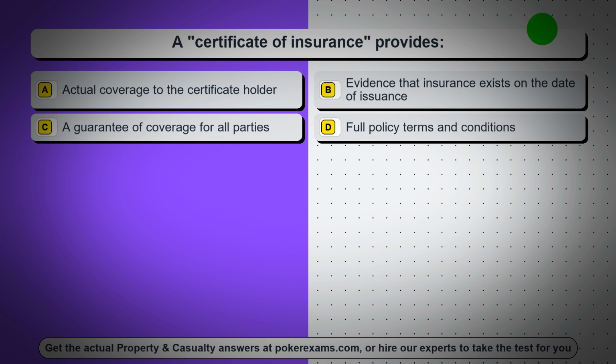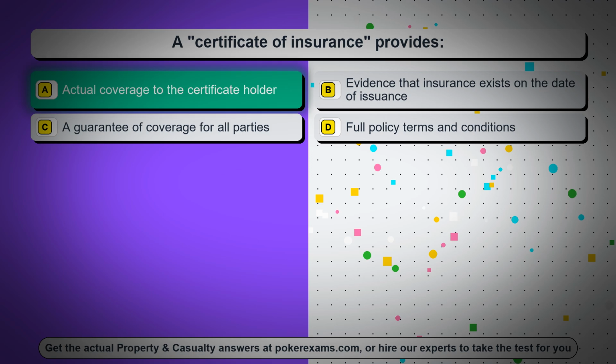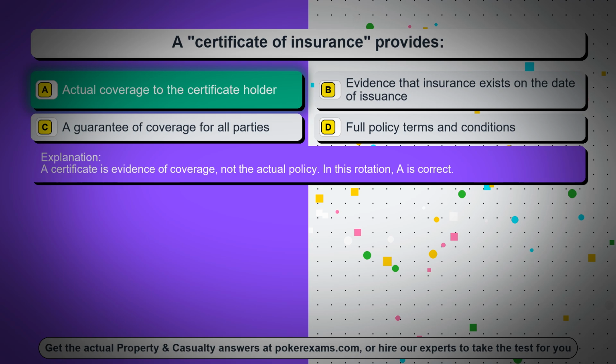Question 68. A certificate of insurance provides: Option A, actual coverage to the certificate holder. Option B, evidence that insurance exists on the date of issuance. Option C, a guarantee of coverage for all parties. Option D, full policy terms and conditions. The correct answer is option A, actual coverage to the certificate holder. A certificate is evidence of coverage, not the actual policy. In this rotation, A is correct.